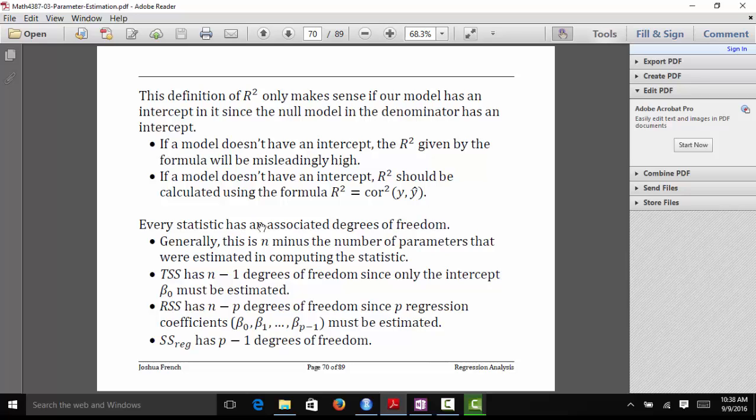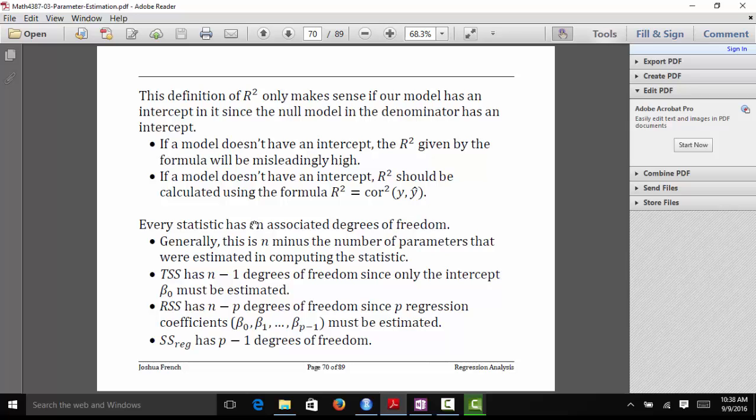In fact, there's a very easy thing that people commonly do, and that is that we compute the squared correlation between the responses and the fitted values. This doesn't require that we have an intercept in our model, but it still measures how closely our estimated mean is to the true responses. So if your model does not have an intercept, then instead of computing the R squared directly from within R, you want to compute the correlation between the response and the fitted values and then square that number.